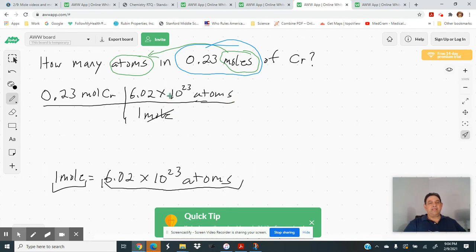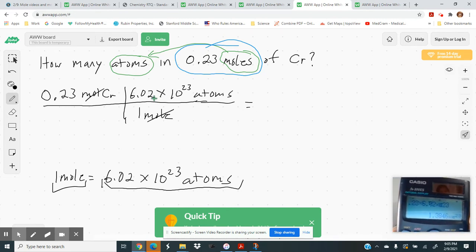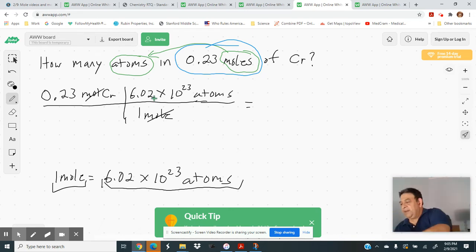Okay, so now we can see that the moles cancel. And you get 0.23 times 6.02 times 10 to the 23rd. So let's go ahead and do that in our calculator. 0.23 times 6.02 times 10 to the 23rd. Okay. That gives you 1.39. Since we have two significant figures over there, we'll say 1.4 times 10 to the 23rd. The answer, 1.3846, rounding it to 1.4.